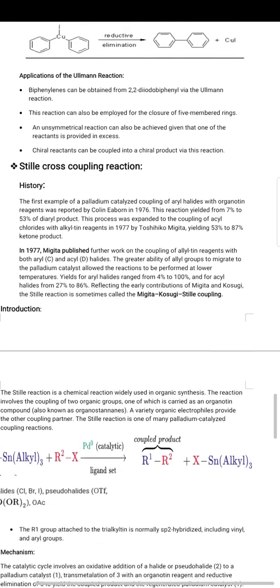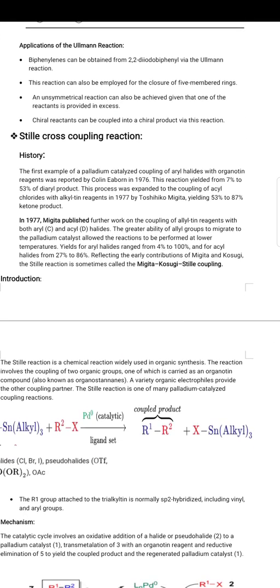Next are the applications of the Ullmann reaction. We can produce biphenyl from 2,2'-diiodobiphenyl by using this reaction. This reaction can be employed for the closure of five-membered rings. Unsymmetrical coupling can also be achieved by using this reaction, and chiral reactants can be coupled into a chiral product by using this reaction. The fifth and the last reaction is the Stille cross-coupling reaction.